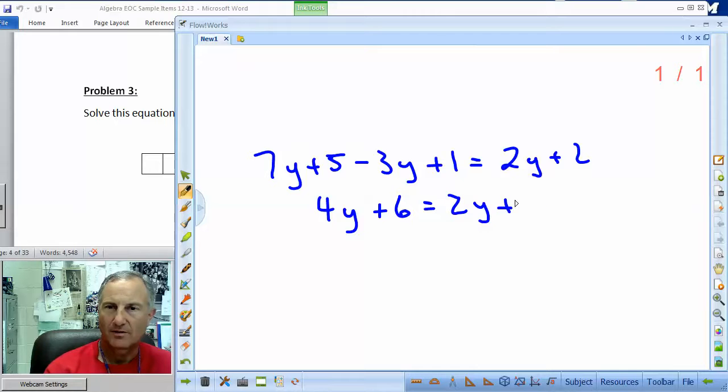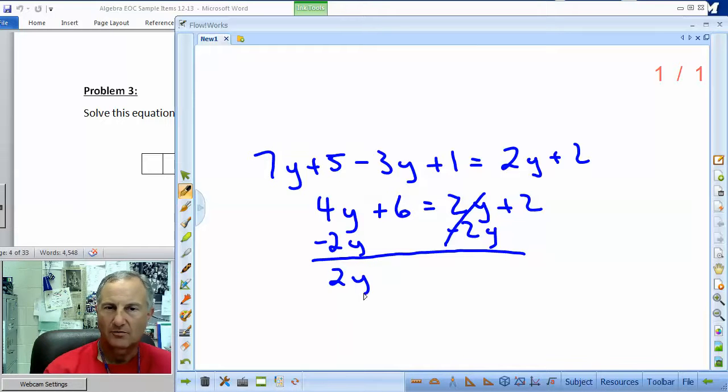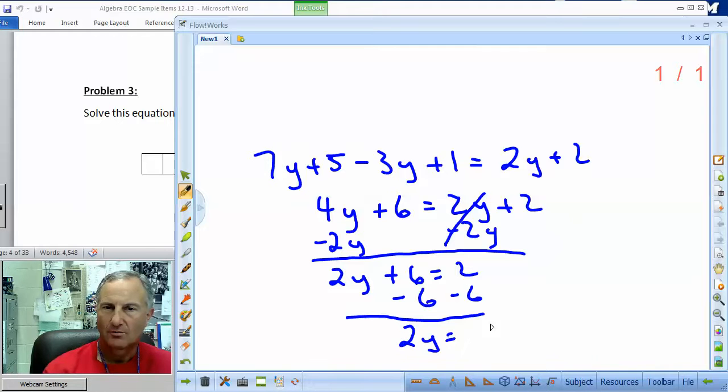On the other side, here, I like to get my numbers together, letters together first. I've told you that all along. Doing the opposite operation, it's positive, so I'm going to subtract, so that cancels. I get 2y plus 6 equals 2. I'm going to get rid of addition and subtraction. Now that I got my y's together, 2y equals negative 4. Divide out the 2. Y is equal to negative 2.